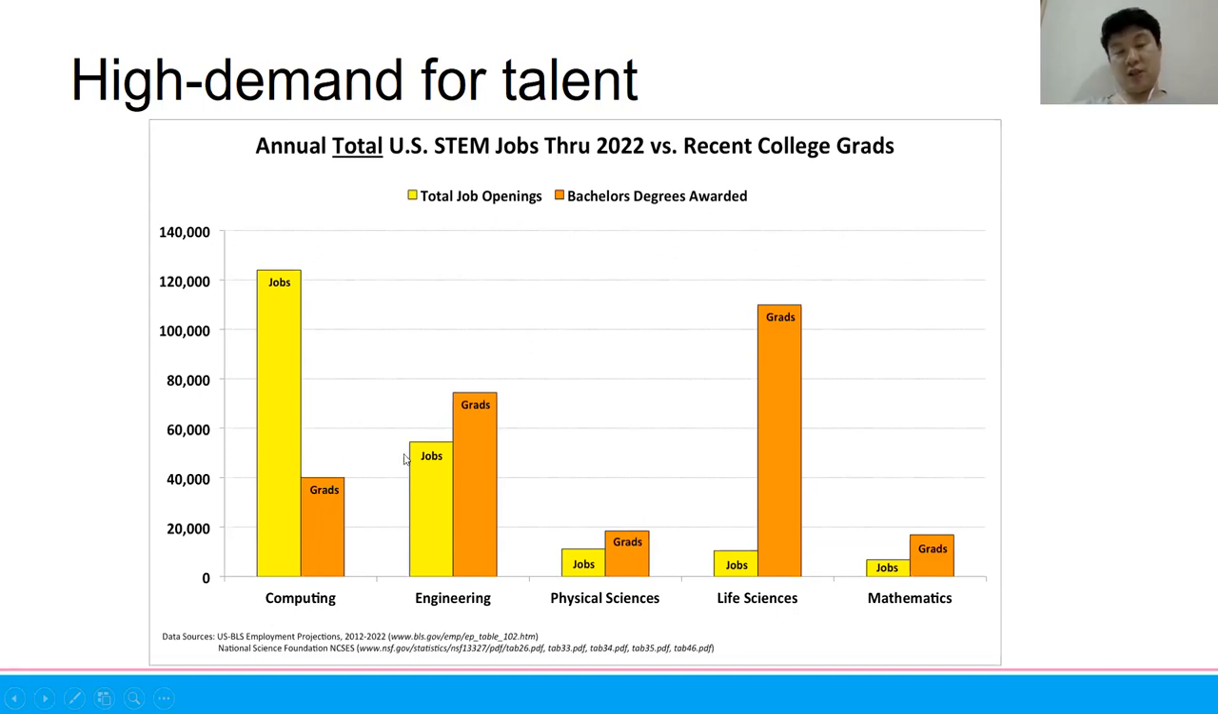How about the engineering? There, the job opportunity is lower, but there are many graduates. What about the physical science? Physical science is also the same. The job opportunity is very low. The number of graduates is also higher than the job opportunity. Life science is also more than what we expect. The job opportunity is very less, but the bachelor degrees awarded is so huge. So how can they survive with the job? Of course, they need to know something more in order to get a good job.